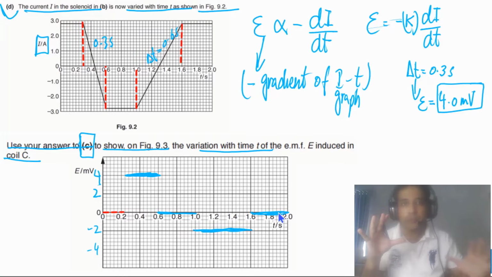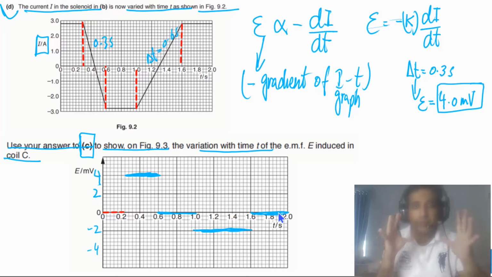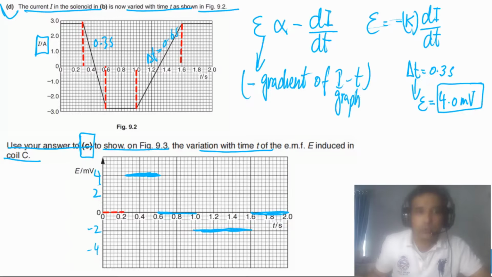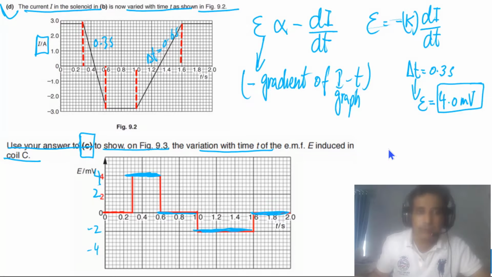I hope this one is clear to you. I hope you have got the idea. You have got the main concept of how to answer graph questions from electromagnetic induction. Now let me show you a proper, nicer graph. So this is how you can sketch a proper graph. This is what you need to sketch for this question.